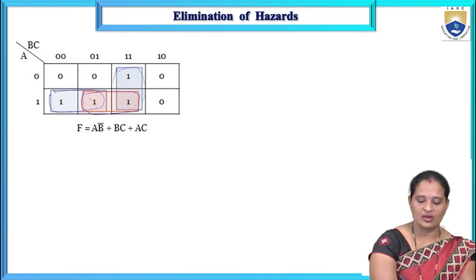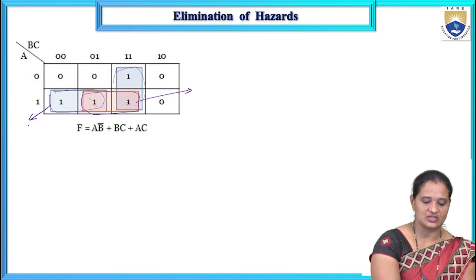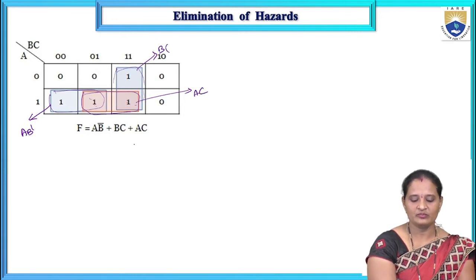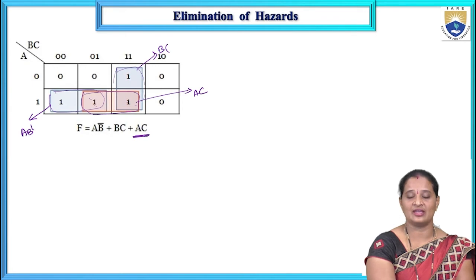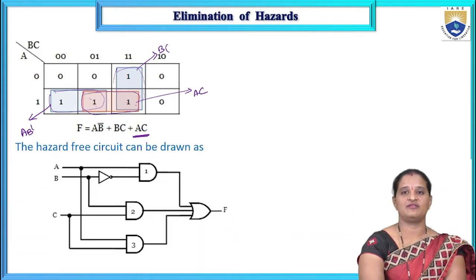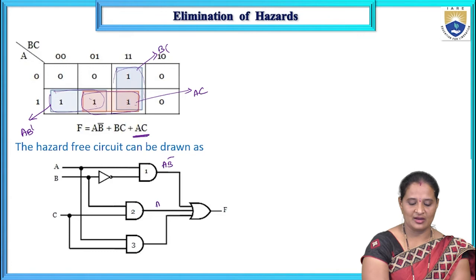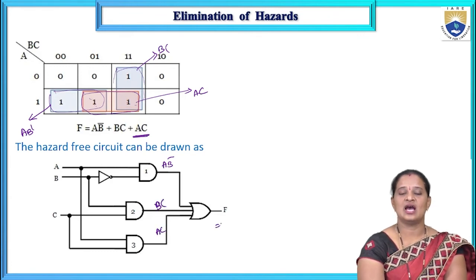Now what is the prime implicant representing this one? Actually this was A B bar, whereas this was B C, whereas for this one A C. Okay, an extra term we are adding is AC. So now the hazard free circuit is this one. That is AB bar, this one is BC and this one is AC. So this is the hazard free circuit.